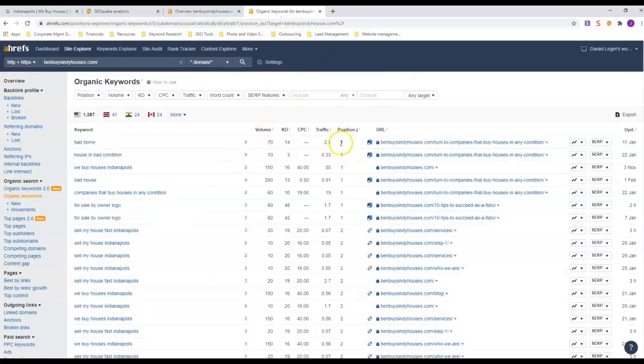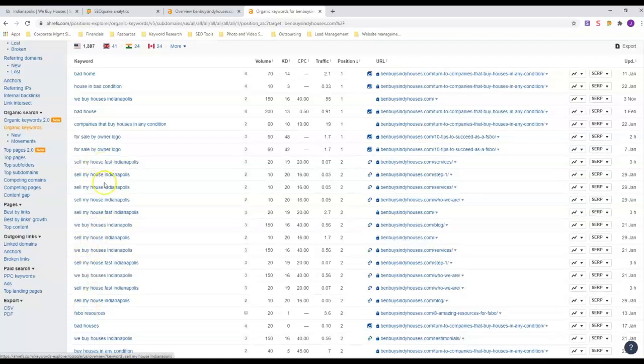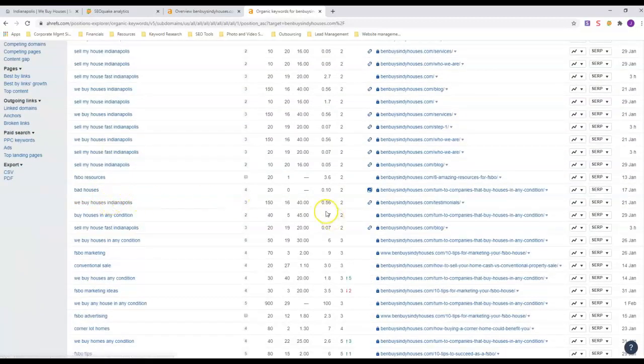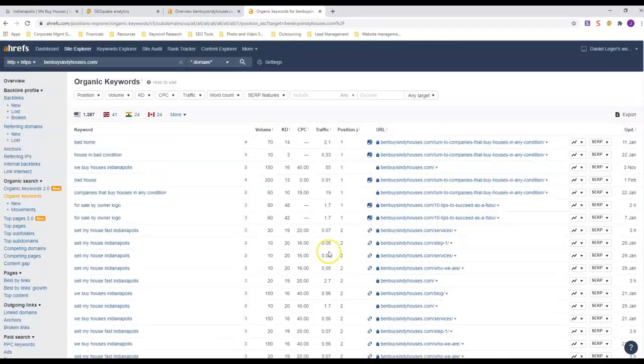We're going to see what he's ranking for. In position one, he's got bad home, bad house, house in bad condition, we buy houses in. So this word bad seems to be getting him the number one position. Look at this: sell my house fast and sell my house Indianapolis, he's in number two position on all of those. We buy houses Indianapolis, number two. He's got a lot of first page rankings here, and that's why he's getting a lot of traffic. Anybody who is going to sell a house fast here in Indianapolis is going to find Ben Buys Houses no matter what, or Ben Buys Indy Houses.